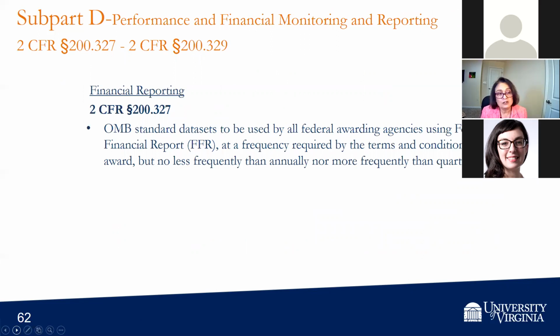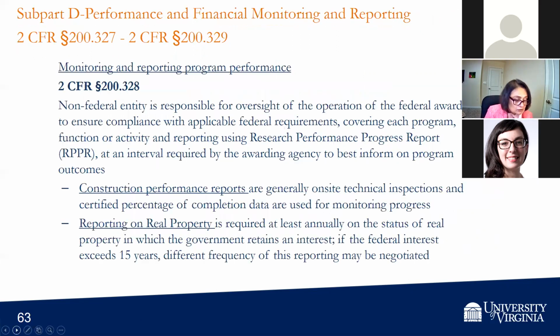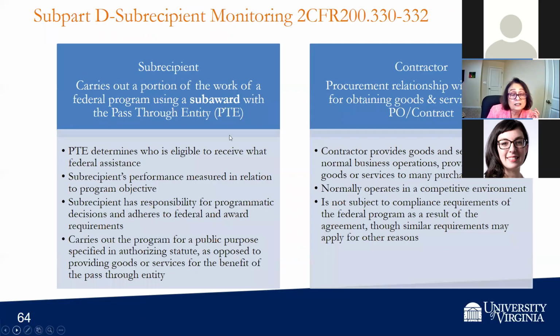Then this is the financial reporting piece of it. We are using standard forms, standard financial report SF425, also called FFR. Then this is where we have to explain how we are supposed to monitor and report on program performance, reporting on real property, which is required at least annually. And then we come to the subrecipient monitoring section.